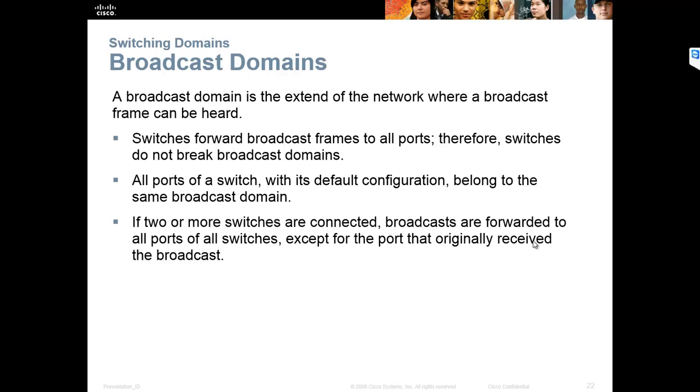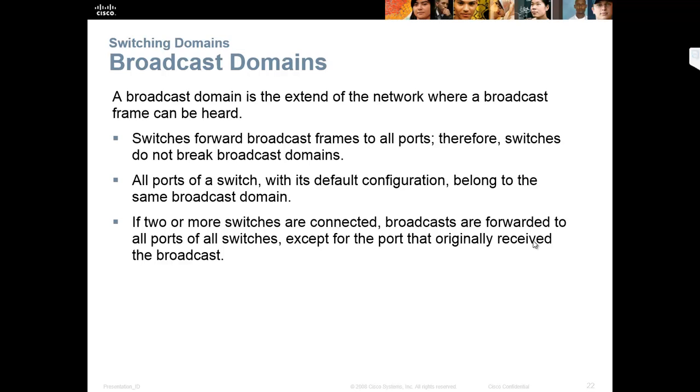Now, broadcast domains are a little different. A broadcast domain is the extent of the network where a broadcast frame can be heard. Think back to CISCO 1. Remember that a broadcast frame is just going to have a destination of all Fs. In hexadecimal, all Fs, we know that's a broadcast, and that's going to go to every port no matter what. But a broadcast domain breaks where those are sent, and that's done with a router.